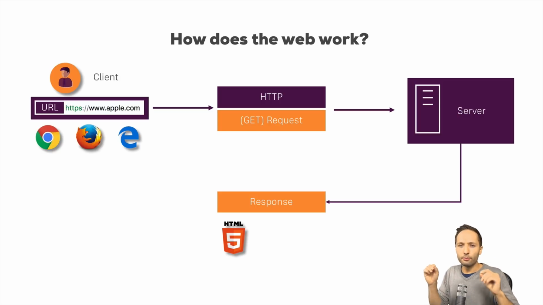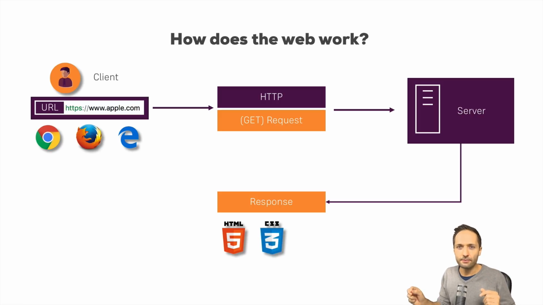Now, is there anything more that we could get back as a response from the server? And just to be precise, I'm referring to additional information that is part of that HTML file, because we only get back one HTML file from the server. So is there anything more that we could get back? Well, the answer is yes, we can. Another thing we could get back is CSS.